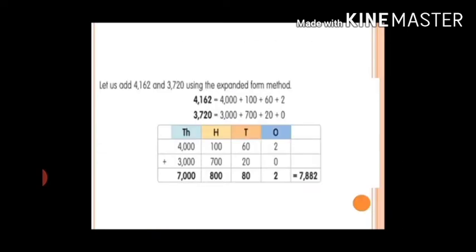Now we are seeing the example: let us add 4162 and 3720 using the expanded form method. My dears, we have already learnt how to write expanded forms for the given numbers. 4162 can be written as 4000 plus 100 plus 60 plus 2. Yes, my dears, the expanded form of 3720 is 3000 plus 700 plus 20 plus 0.